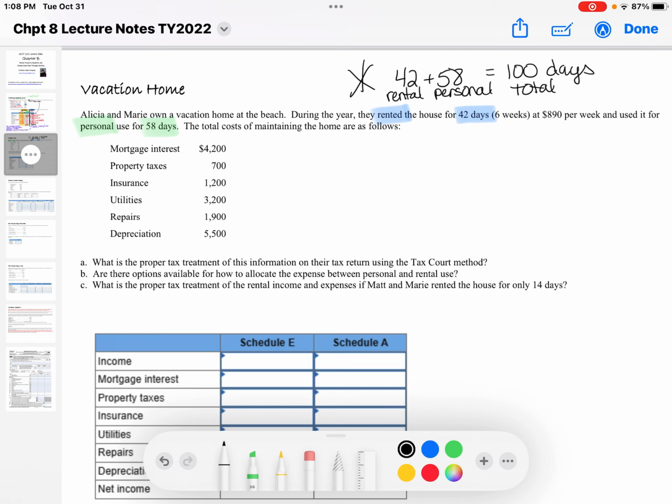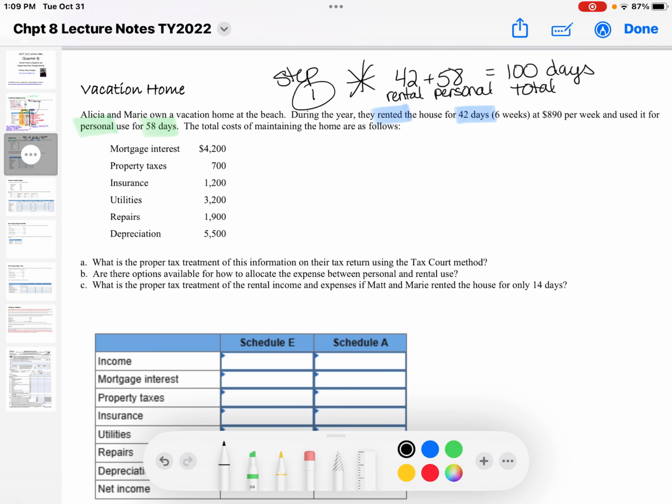This is your first step. We have to figure out the number of days. And then we can go to our rules to figure out, is this primarily rental? Is it primarily personal? Or is it personal and rental? And in this case, it's personal and rental. So we are going to look at all of our expenses and split them up.